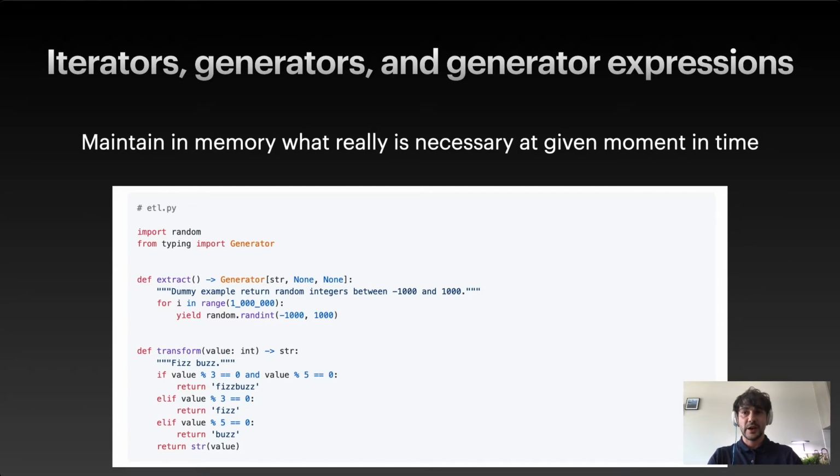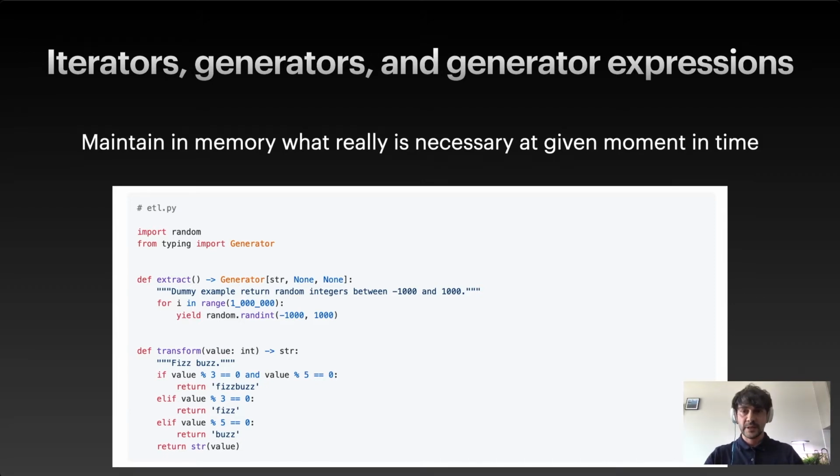And this is already a generator, which means that it doesn't maintain a million numbers in memory at a given time. The transform function is the fizz-buzz algorithm, right? So you can read through the logic, but it's basically: if the number is divisible by 5, then it returns buzz. If it's divisible by 3, fizz. And if it's divisible by 3 and 5, it returns fizz buzz. And if none of that applies, then it returns the string representation of that number.